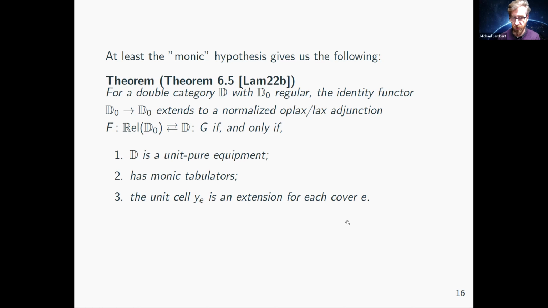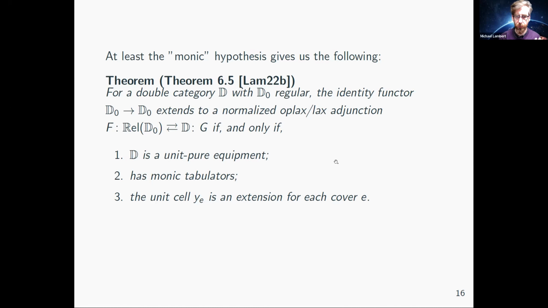three conditions hold. It's got to be unit pure equipment, monic tabulators, and finally this kind of weird condition that the unit external unit cell associated to each cover in the regular category is an extension cell. So this is sort of a starting point.